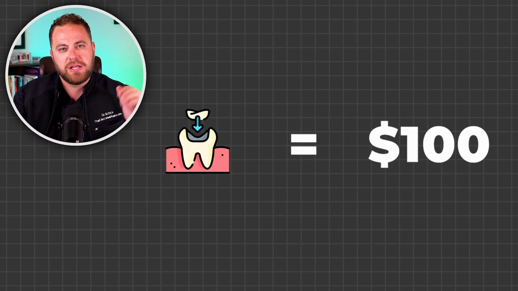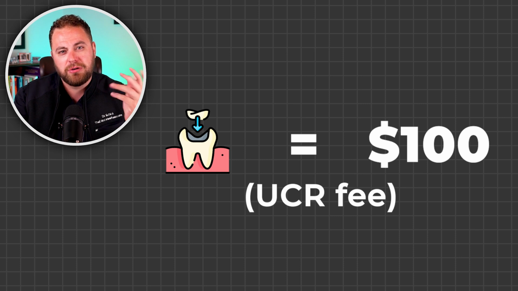Now, simple production is pretty much how it sounds. It's very simple, it's very straightforward, and it's easy to monitor and follow and track as an associate and as the owner. That tends to be why this type of pay would be chosen over the other types, just for simplicity. How this functions is, let's say a filling in your office costs $100 to be done on a back tooth. Now, that's known as your UCR fee.